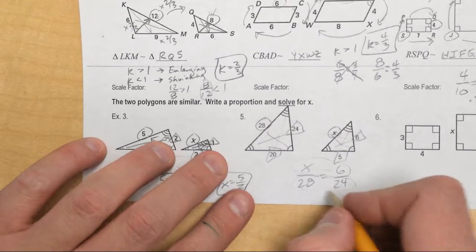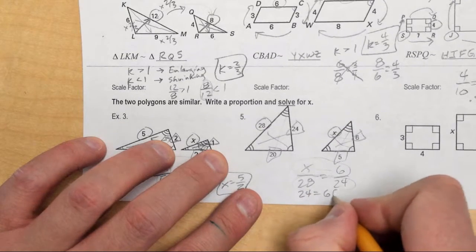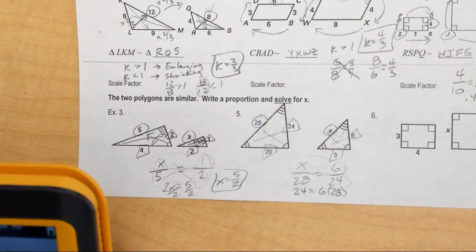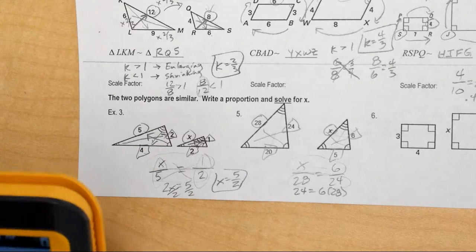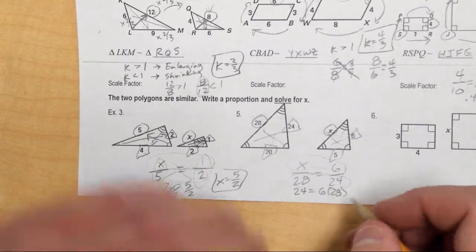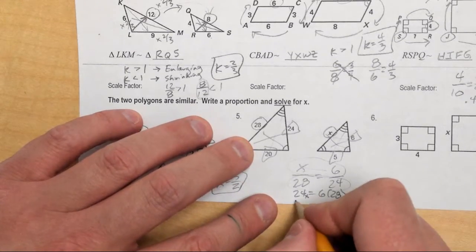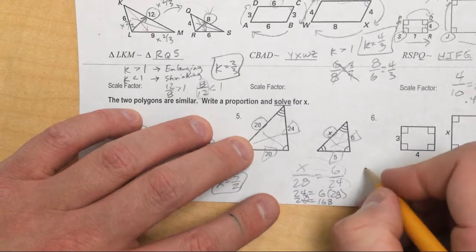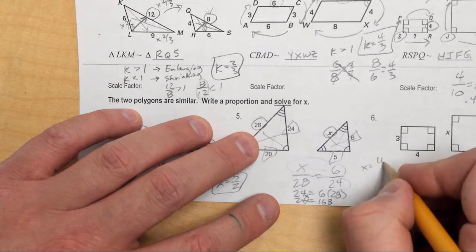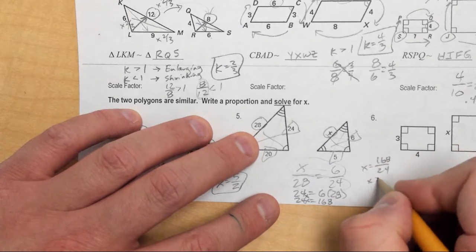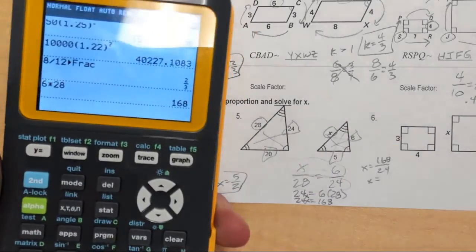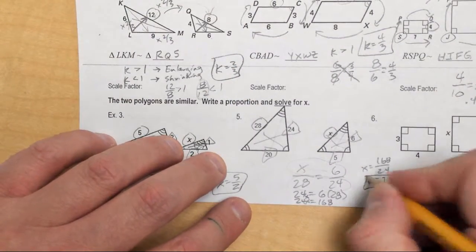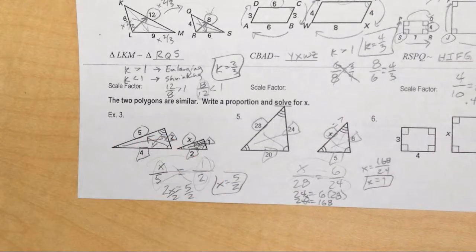So if I cross multiply, I get 24x equals 6 times 28. I do not know what that is. So what is 6 times 28? That gets me 168. So we have 24x equals 168. And if I divide both sides by 24, so whatever 168 is divided by 24 will give me my x value. So 168 divided by 24 gets me 7. So my missing side length here is 7.